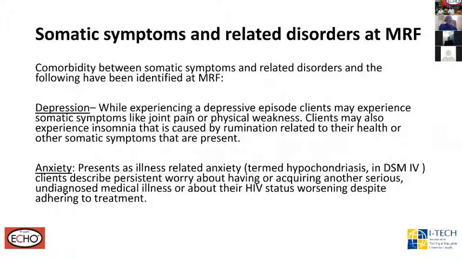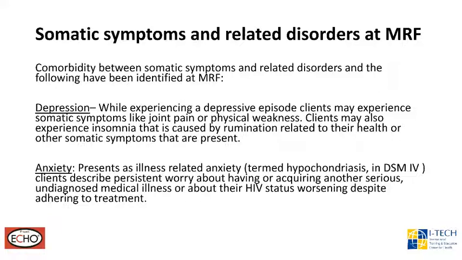So somatic symptoms and related disorders, that's MRF. Comorbidity between somatic symptoms and related disorders and the following have been identified at MRF. So the two that are most common would be depression and anxiety. So depression, of course, is a mood disorder, and this is actually the most commonly given psychological diagnosis since I have been here. It's a significant number of clients that I have seen have received a diagnosis of depression, whether it be a depressive episode, persistent depressive disorder, major depression and peripartum onset.